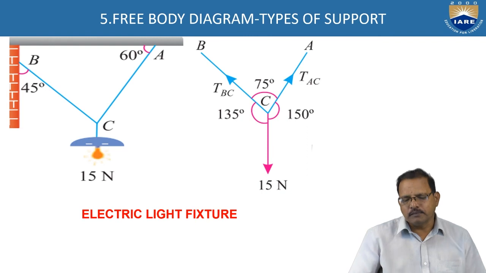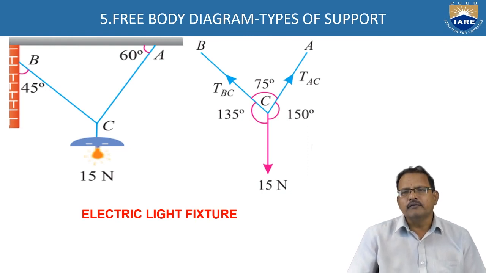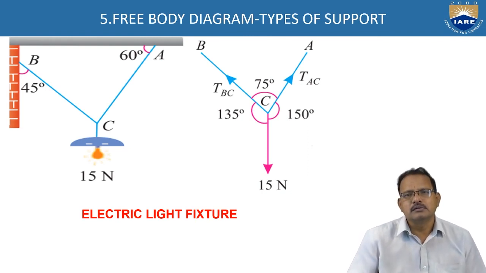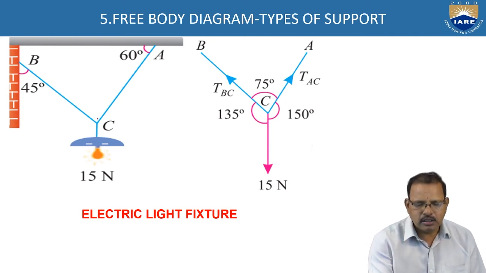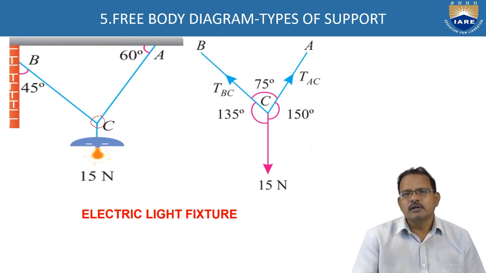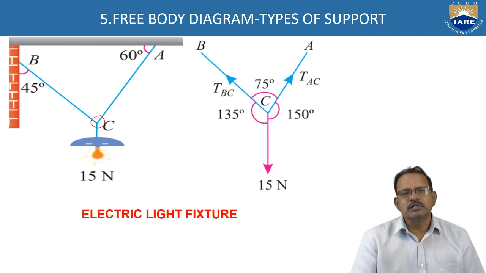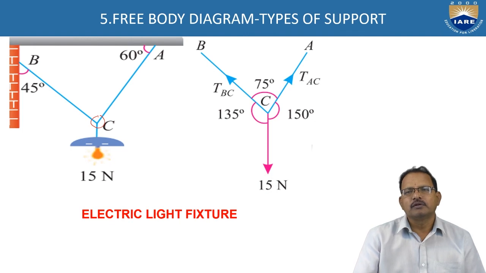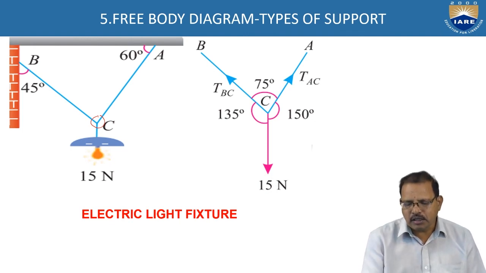Here, one more example. An electric fixture is there. It is hung by using two cords AC as well as BC. They are intersecting at a point C. This diagram which is showing the description of the body is known as the space diagram. The second figure is showing the free body diagram for the electric light fixture.